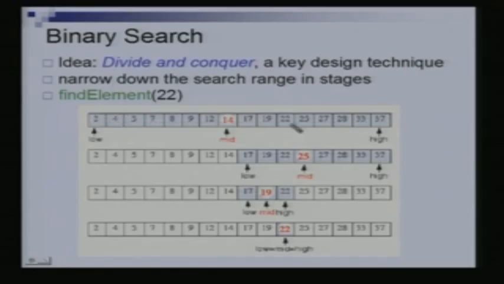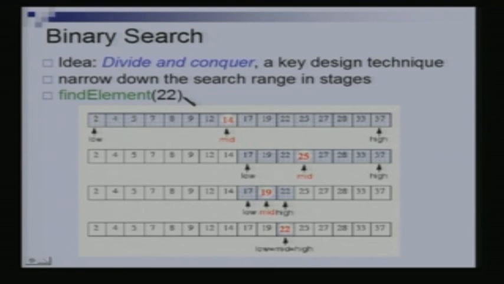Suppose these are the elements sitting in an array, and these elements have to be in a sorted order, increasing or decreasing, for binary search to work. Now, suppose I am searching for element 22. What do I do in binary search? I will look at the middle element. In this case, it is element 14. I will compare 14 and 22.